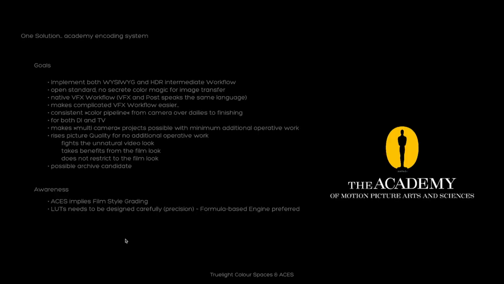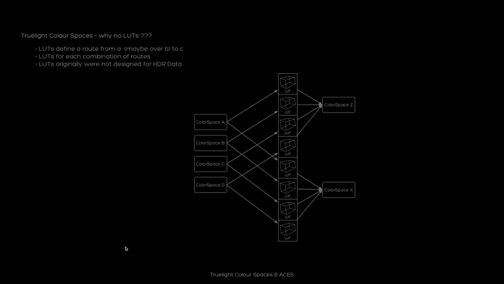But we at Filmlight went a different path. We believe it's not about designing better LUTs, it's about designing something better than LUTs. Which brings us away from ACES to Truelight color spaces. Before we dive into Truelight color spaces, I first want to explain some of the motivation to build a future-proof LUT-free system. Which drawbacks does a LUT-based system have?